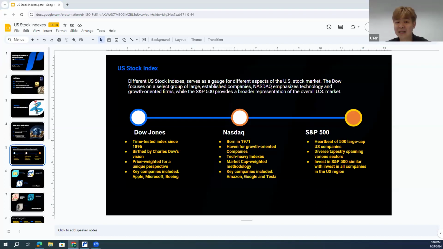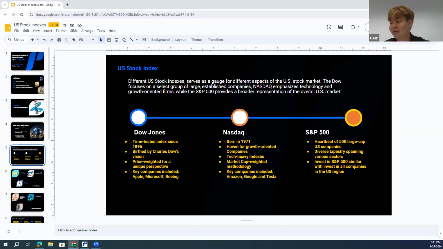Then the next thing is the S&P 500. The S&P 500 is the simplest compared to the others, because it just includes 500 large US companies. So for example, when you invest in the S&P 500, you are directly investing in mostly all of the companies in the United States already. The funds try to track the S&P 500 movement. If all of the companies perform very well, then the S&P 500 should increase.